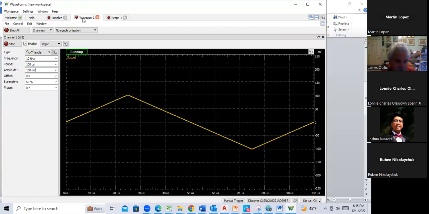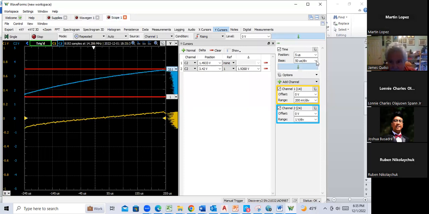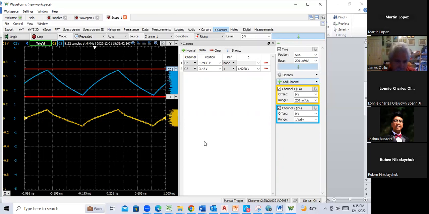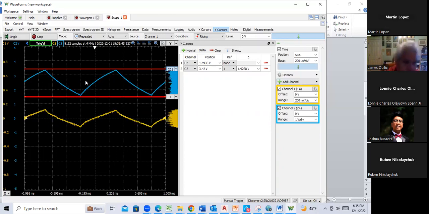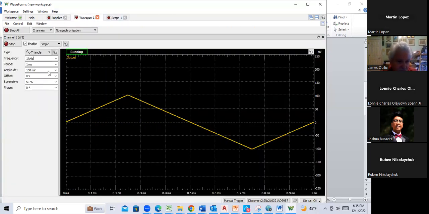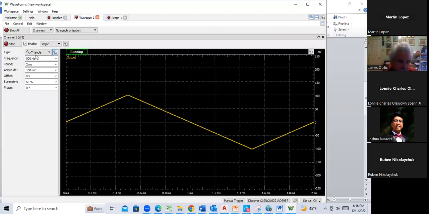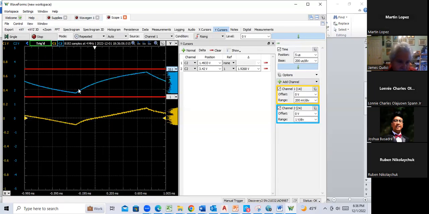So I'll go back here to WaveGen. I'm going to just reduce this to 1K and let's see what that looks like. I got to change my time base here. 200. Okay. So I still pretty much have the full amplitude. Again, I'm looking for 1.35. So let me go to WaveGen 2. I was at 1 kilohertz. Let's see what 500 hertz looks like. Let's see. 500 hertz. Yeah. So I lost a little bit of amplitude.